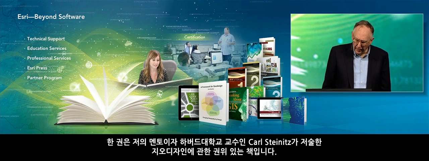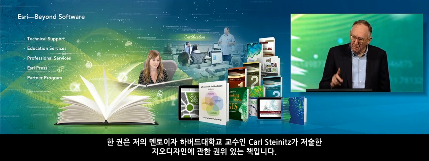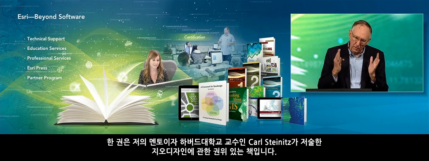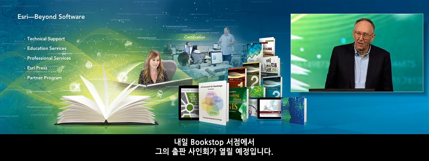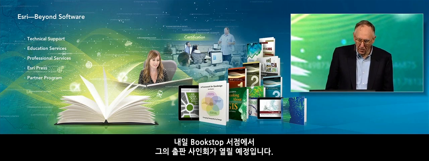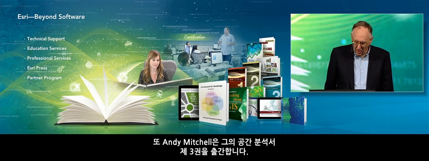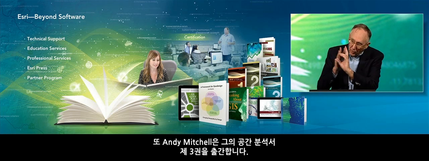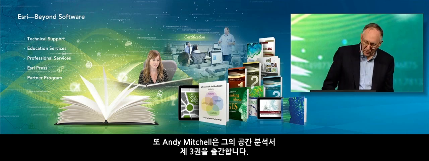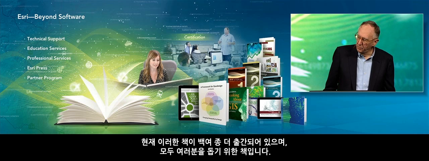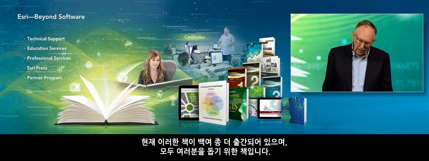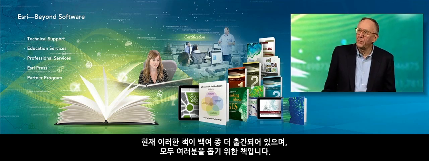A couple that I want to highlight is the first one is my mentor and professor at Harvard, Carl Steinitz, came out with the first and authoritative book on geodesign. So he's going to be signing autographs in his book in the bookstore tomorrow. Also, Andy Mitchell is coming out with volume 3 of his spatial analysis book. Very, very useful. There's now over 100 of these books, and they're designed to basically help you.